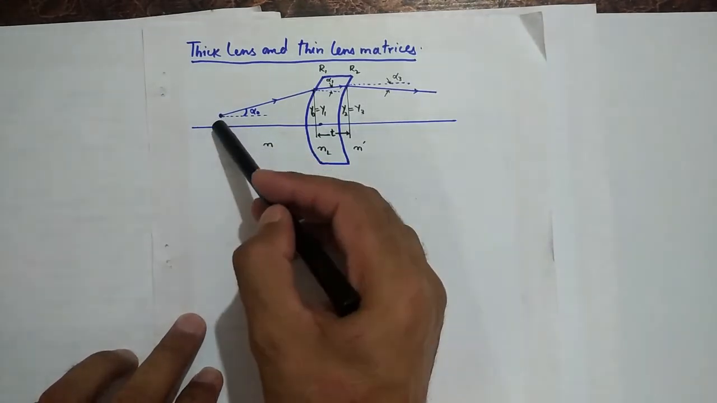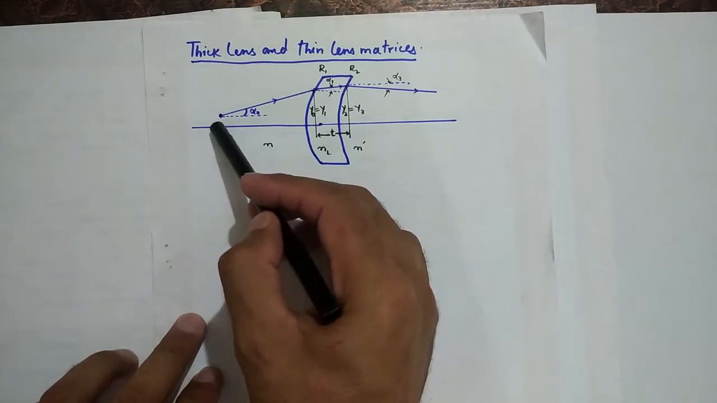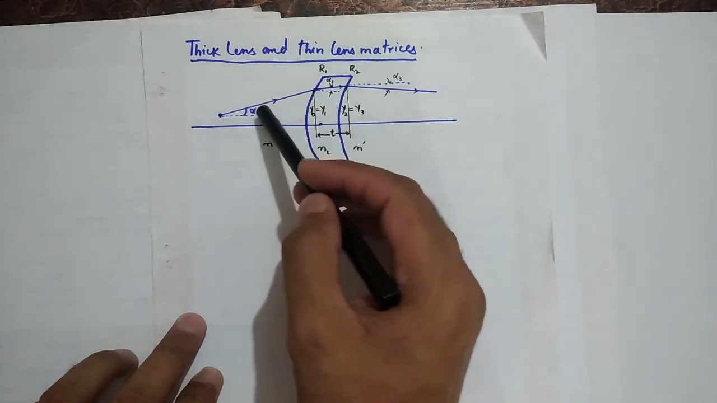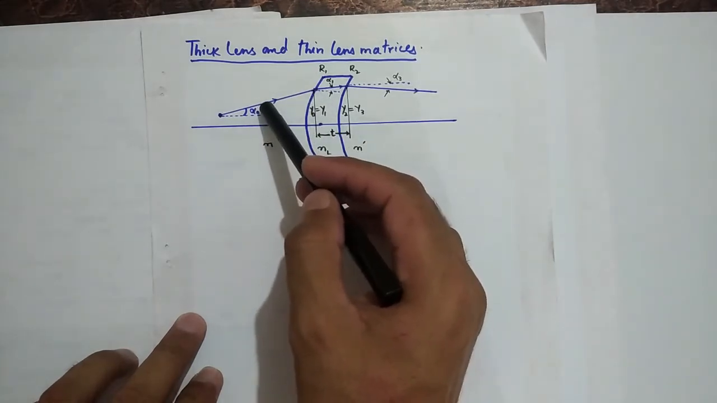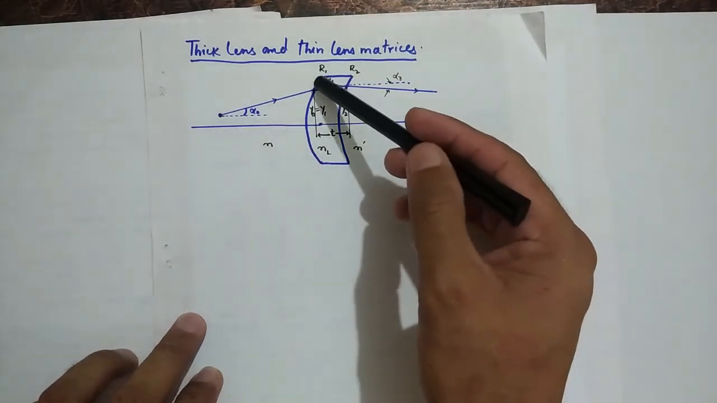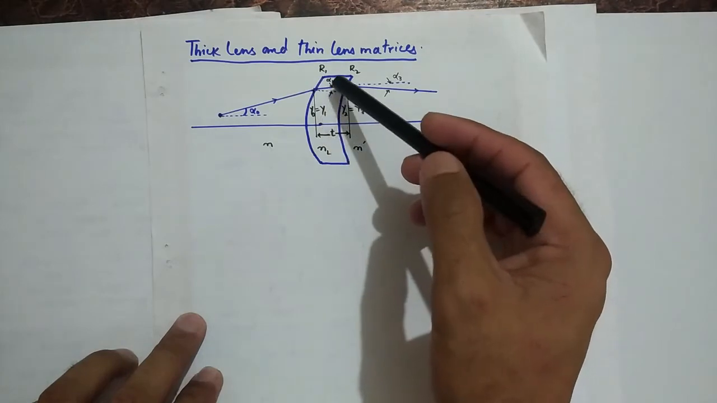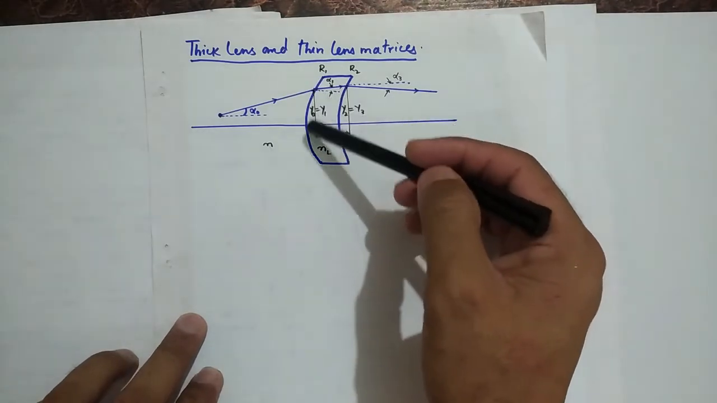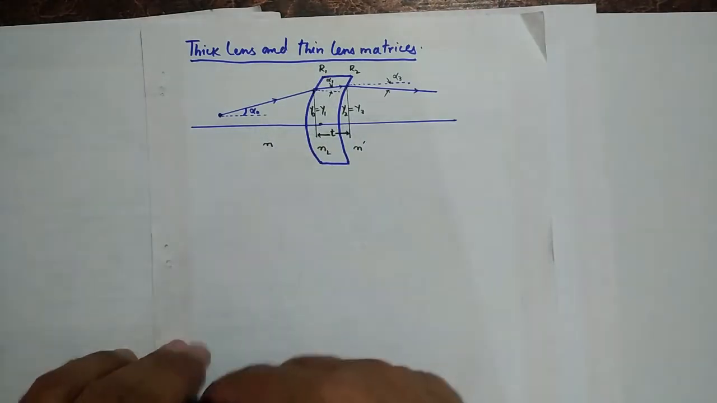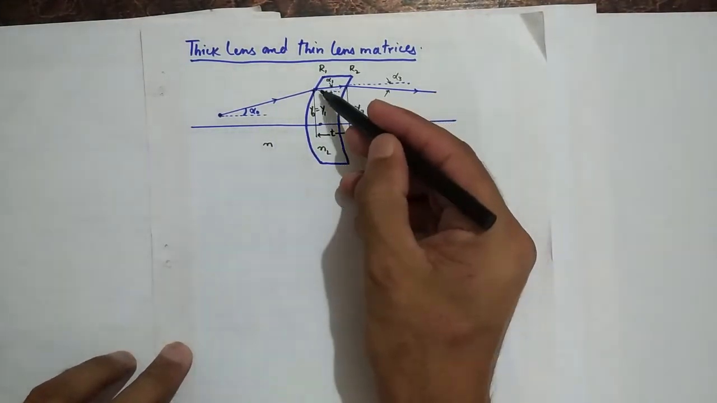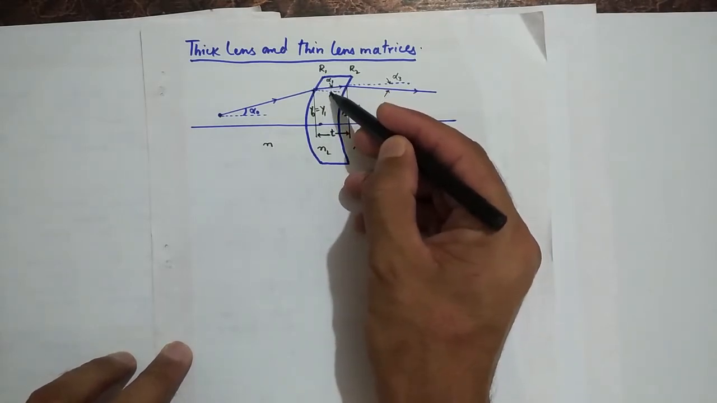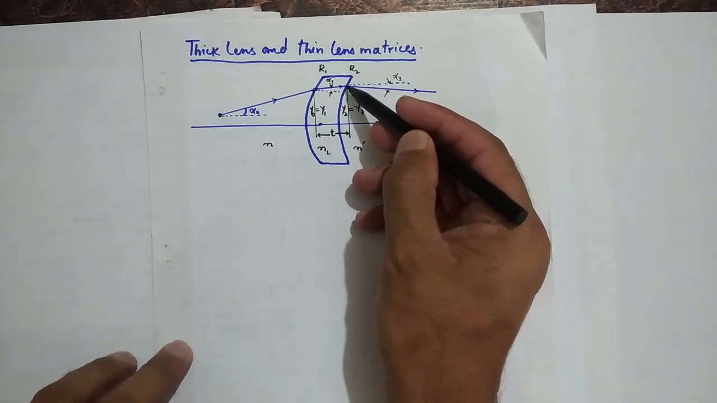So here a ray of light from a point source is approaching the thick lens, making some angle alpha naught with the optical axis, and after refracting from the first interface there is no change in the height of the ray but only a change in angle. This angle with the optical axis of the refracted ray is alpha 1, and again the ray refracts.